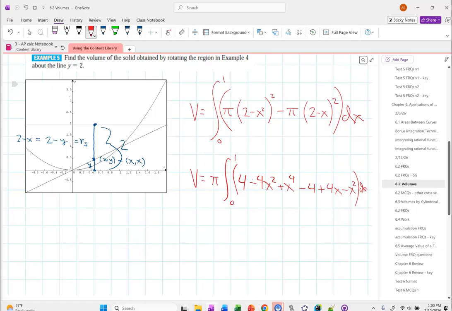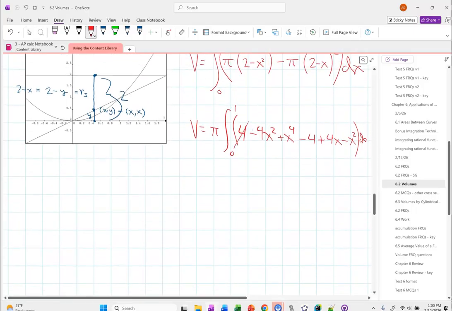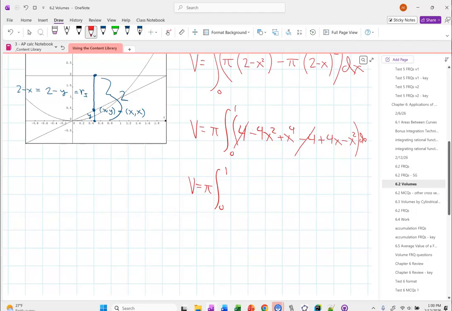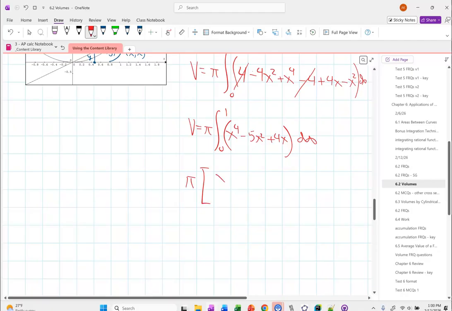Anthony, here's a case where the foiling made a heck of a lot more sense than trying to make this a harder integration problem. 4 and negative 4 cancel out. I'm going to combine the other like terms. I have x to the 4th minus 5x squared plus 4x dx. And now I can do my antiderivative.